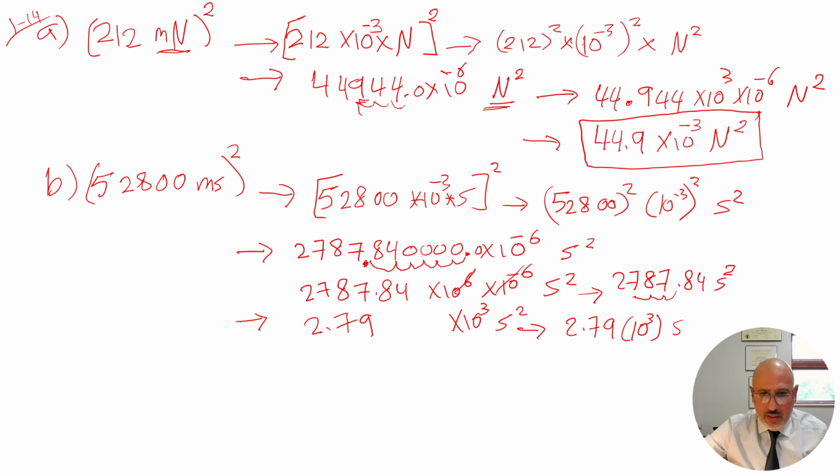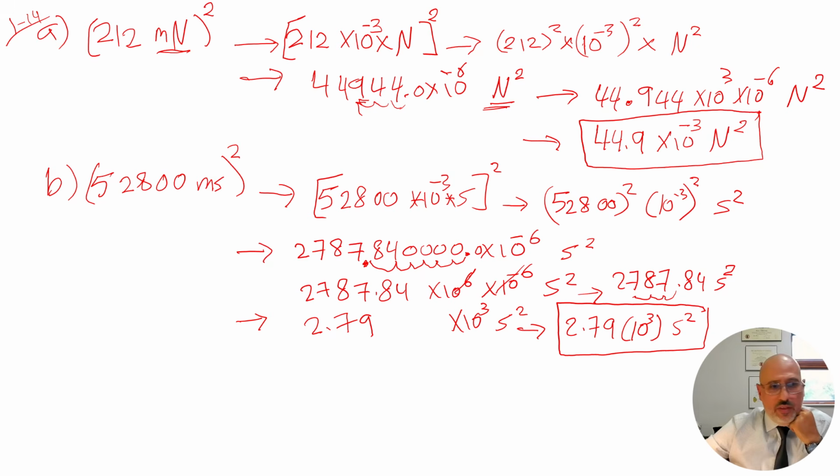And second square. So this is your final answer. You can have a multiplication like this one here between the number and the prefix, but you can do it as well this way. I'm fine with both ways. So the final representation of the 52,800 millisecond square is actually 2.79 multiplied by 10 to the power 3 seconds squared. So I hope that this is a helpful exercise.